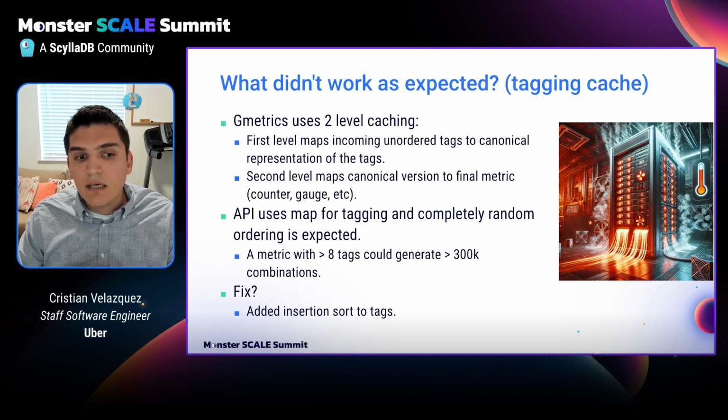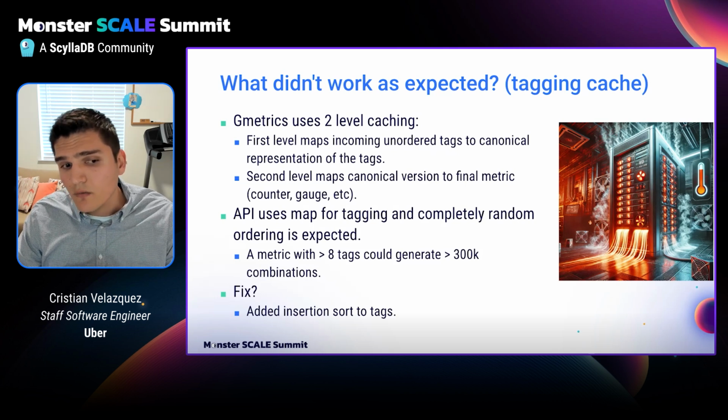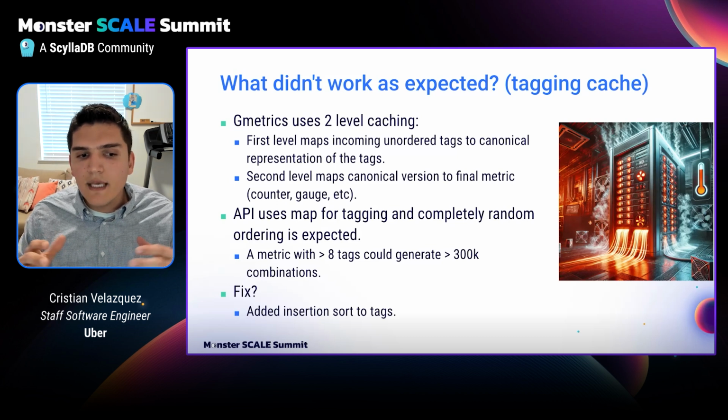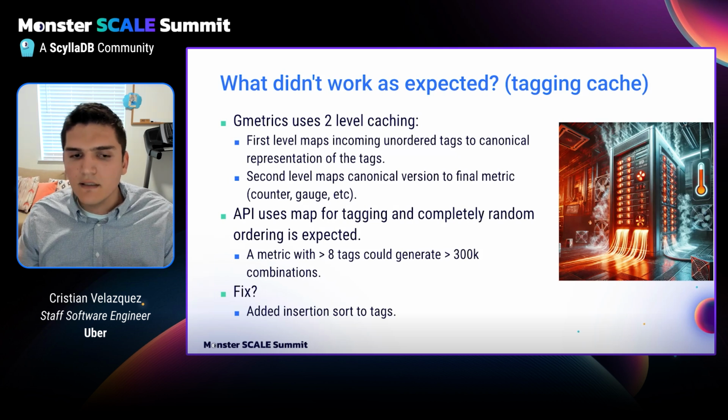So what we saw is that a metric with more than 8 tags could generate more than 300,000 permutations, right? So obviously, this generates way too much memory overhead and way too much CPU overhead. So what we decided to do is something very similar to what Tally does, which is basically just do insertion sort before getting to the first level cache. But we do it in a more optimized way so that our insertion is even a little bit faster than Tally.